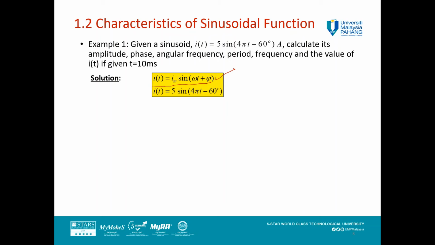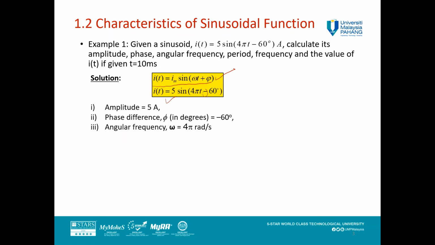You can compare from our reference equation, so you directly can get the amplitude. The maximum value is 5 here. Alright, 5 ampere the amplitude. Okay, the phase difference in degrees, you can get the phase difference in degrees is 60. Your reference is plus, right? So now in minus, so you put the minus 60 degrees.